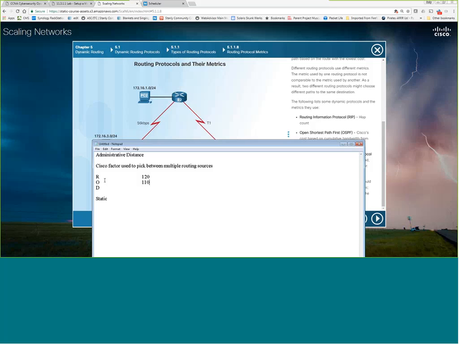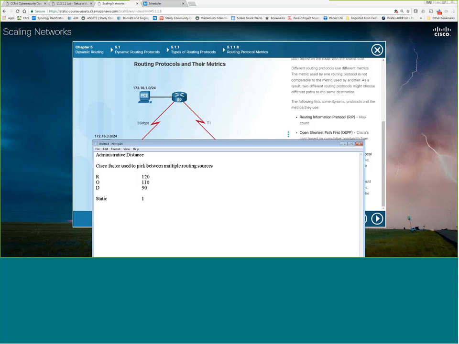110. What's the AD of EIGRP? By the way, why do I call it D? Anybody know? If you look in the route table, it's a D because it uses the DUAL algorithm, the diffusing update algorithm. What is it? 90.